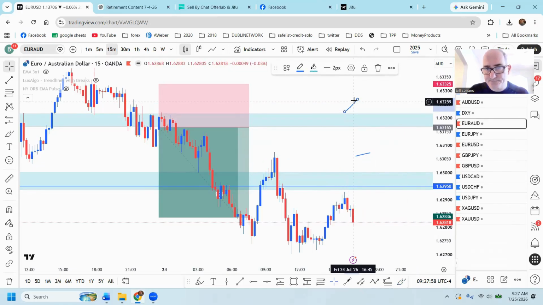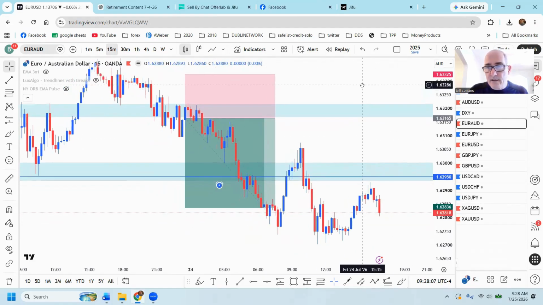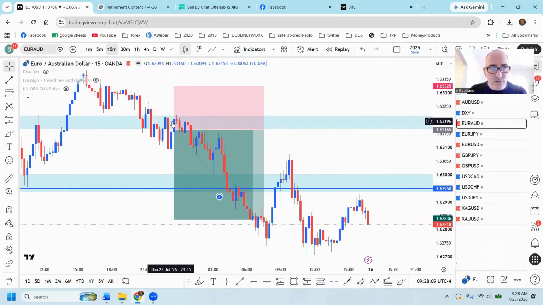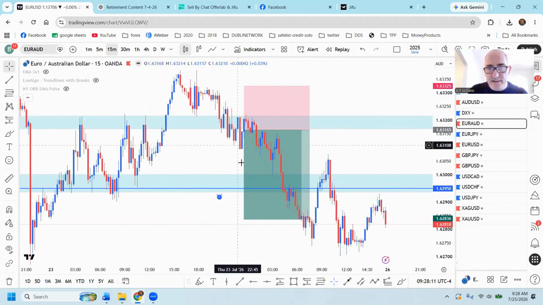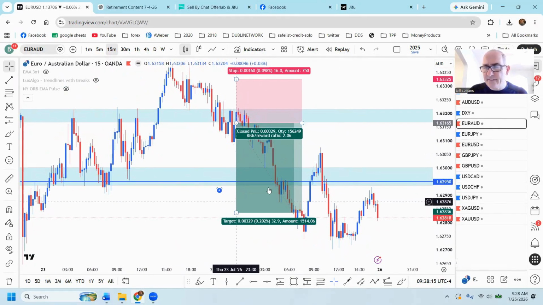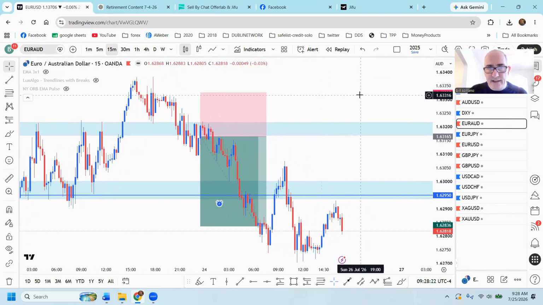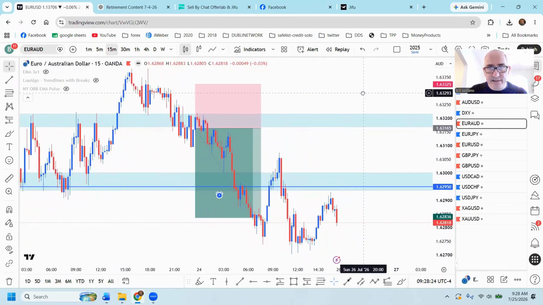EUR-AUD. And I have a trade here. Let's get rid of these. From Thursday night I took here. So this was a trade I took Thursday night, and I got out of this trade Friday morning. So this was EUR-AUD, a winning trade that I had Thursday night and Friday morning.